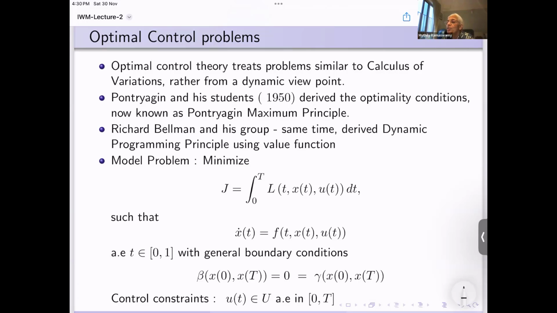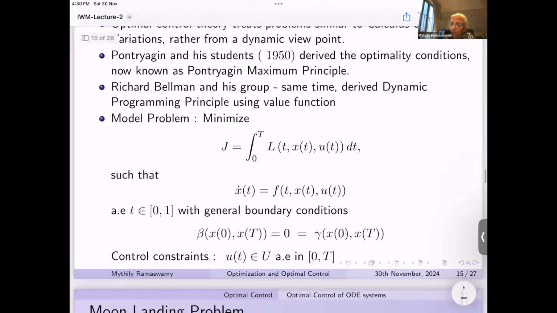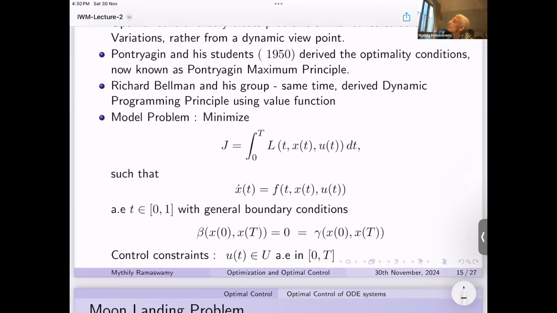So Pontryagin and his students around 1950 took up the study of these kinds of problems, and they derived optimality conditions, now known as the Pontryagin maximum principle. Now, Richard Bellman and his group at the same time derived the dynamic programming principle using the value function. So let us see some glimpse of these two. Minimization or maximization. Later on I have taken maximization for Bellman. So I can say optimize.